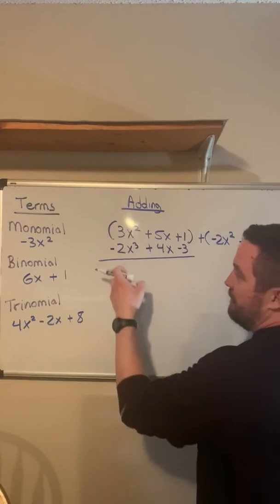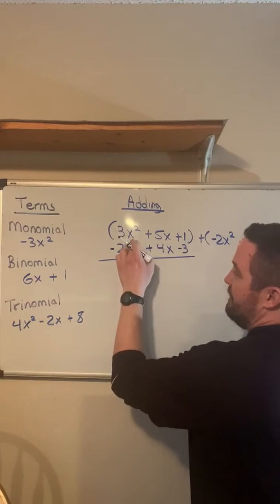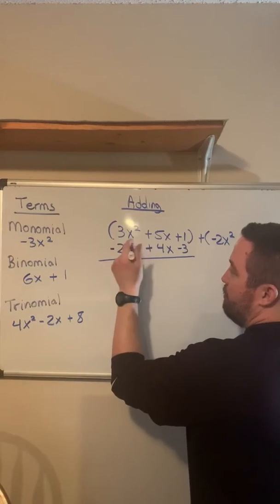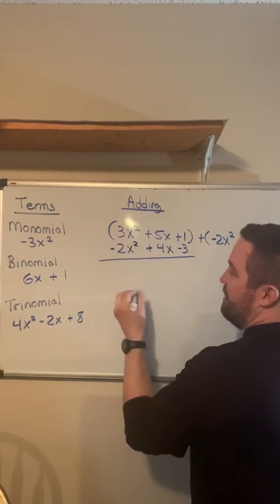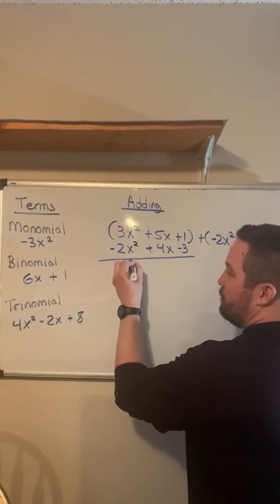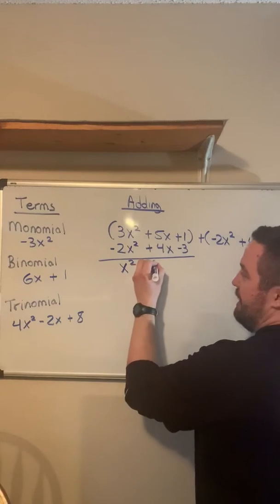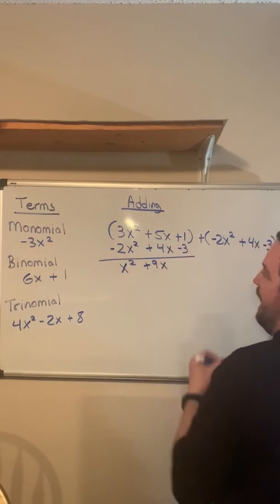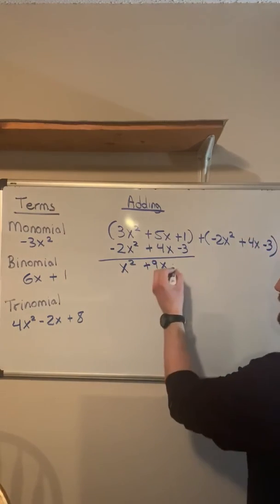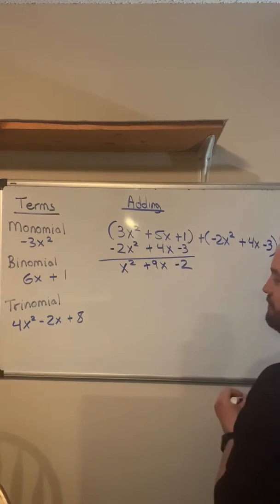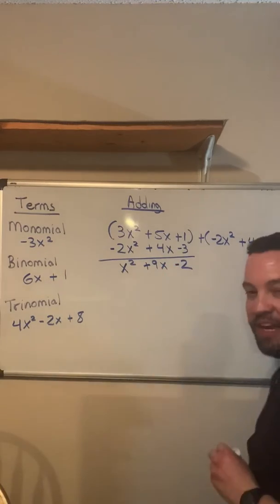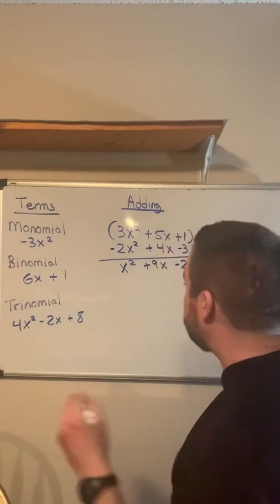So 3x squared minus 2x squared, okay, so I'm gonna have an x squared. 5x plus 4x is gonna be a 9x. And then a +1 minus 3 is going to be a -2. And I've got three unlike terms, so I'm all set.